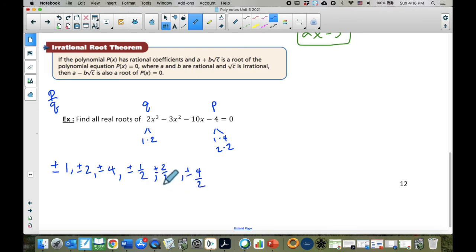But of course, 2 over 2 is just 1, and that's already on our list, so we don't need to put that one. 4 over 2 is just 2, and that's already on our list too, so we don't need those. So what we have now is our list of possible rational roots. And we can go back to our calculator and put this equation into our calculator. So I'm going to do that.